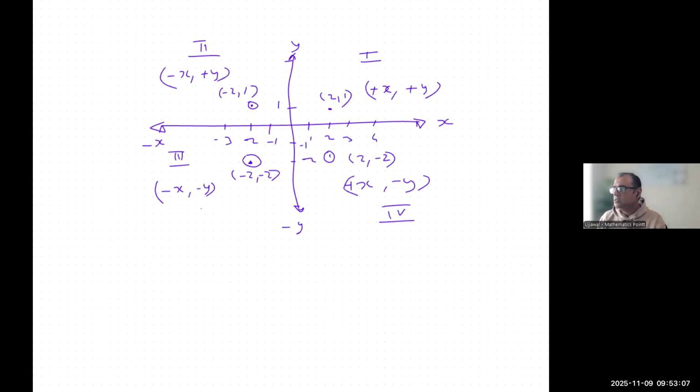Anyone who's not got this concept? Simple and straightforward. Now, let's go to the next page. What we are going to do now is learn something called the intercepts.